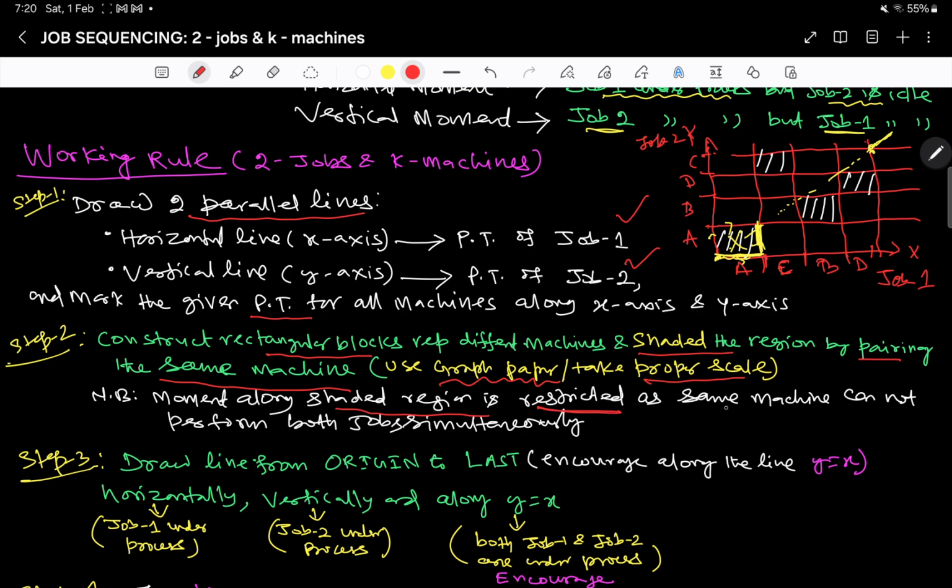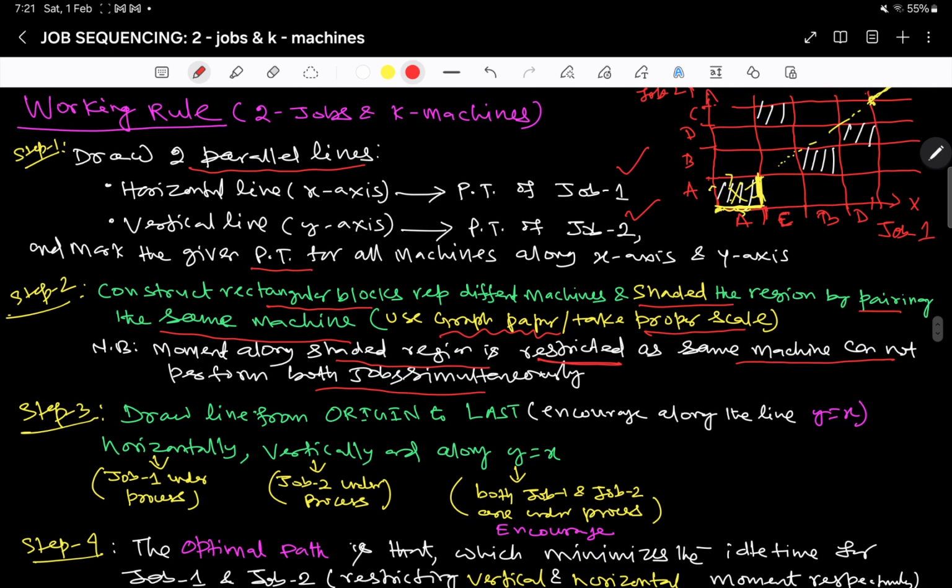Because both jobs cannot be performed on the same machine simultaneously, right? So now we draw the line from origin to the last as I have told. Encourage the movement along the line y equal to x, making the line 45 degrees with the horizontal, along the x-axis, isn't it? With horizontal. So now draw the lines.